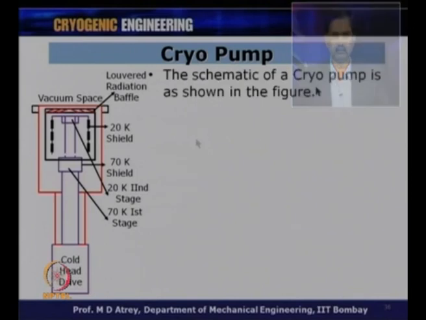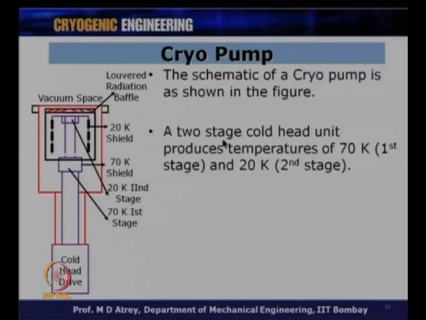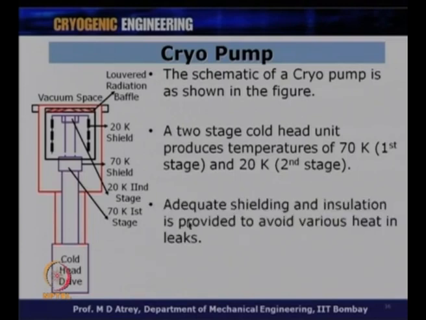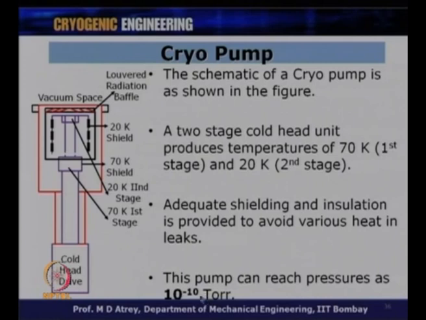How does it work? The schematic of a cryopump is as shown in this figure. A 2-stage cold head unit produces temperatures of 70 Kelvin and 20 Kelvin at the first and second stage respectively. Adequate shielding and insulation is provided to avoid various heat in-leaks. This pump can reach pressures as low as 10 to the power -10 torr, which is very, very good.